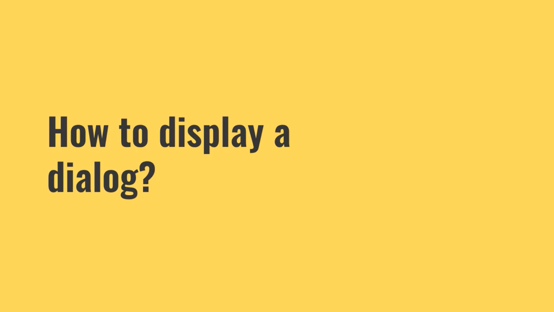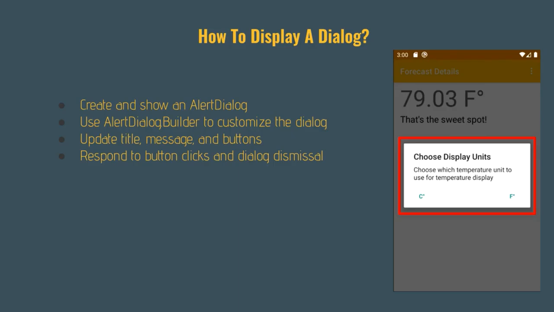Now, how do we display a dialog on the screen? Well, we can create and show an AlertDialog, which is a specific implementation of a dialog. We can use AlertDialog.Builder to customize how that dialog will look and how it should behave. We can update things like the title, the message, or the buttons in that dialog. And ultimately, we can respond to button clicks or even respond to the dialog being dismissed.